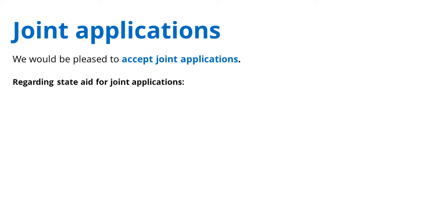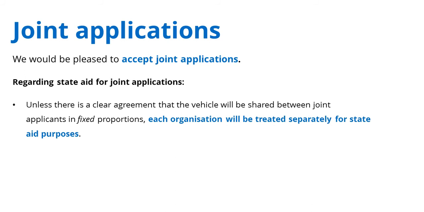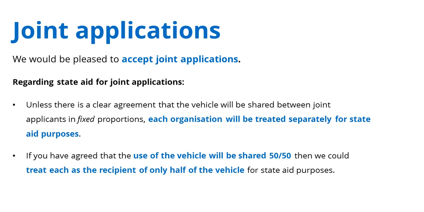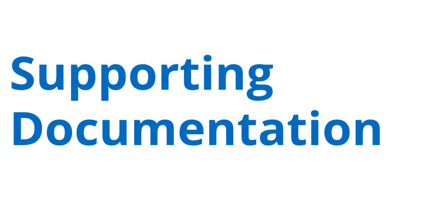Regarding state aid for a joint application, unless there is a clear agreement that the vehicle will be shared between joint applicants in fixed proportions, each organisation will be treated separately as the recipient of the vehicle for state aid purposes. This means that the whole of the vehicle's value will be counted against the allowable state aid limit available to each organisation. If, by contrast, you have agreed that the use of the vehicle and associated costs will be shared 50-50 between joint applicants, then we would treat each as the recipient of only half of the vehicle for state aid purposes.